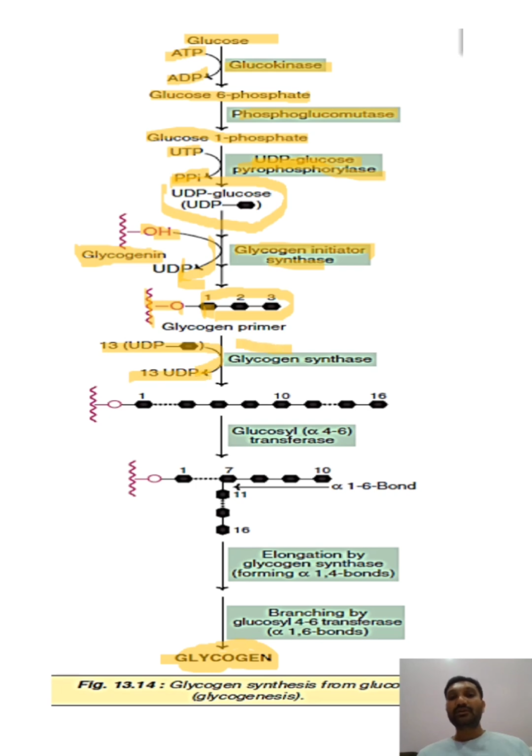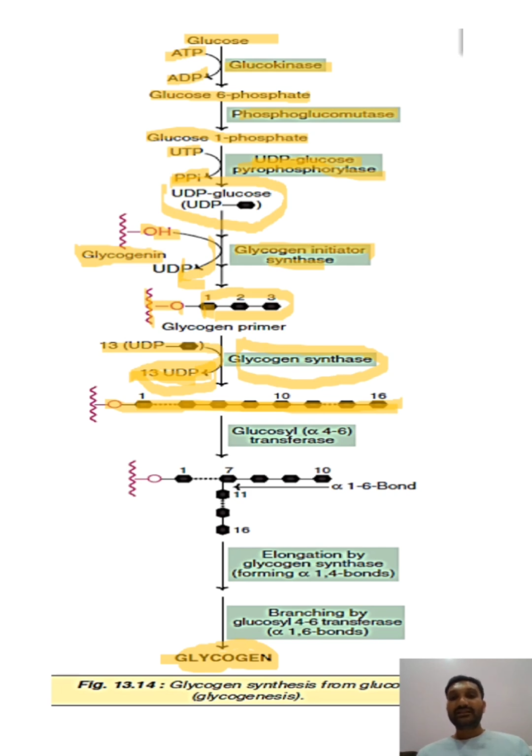There is an enzyme called glycogen synthase. So UDP glucose enters the reaction, and only the glucose molecules get attached to the glycogenin, and the UDP molecules are removed from the further reaction. After that, we can see clear linear chain formation with the help of the enzyme glycogen synthase.